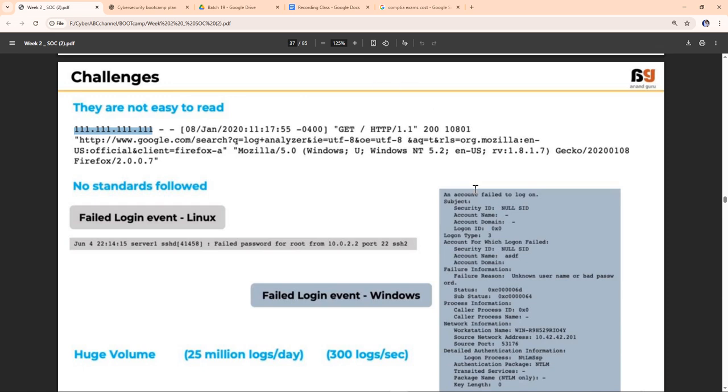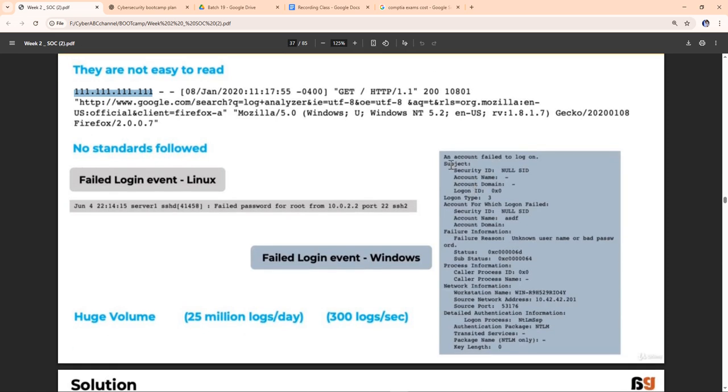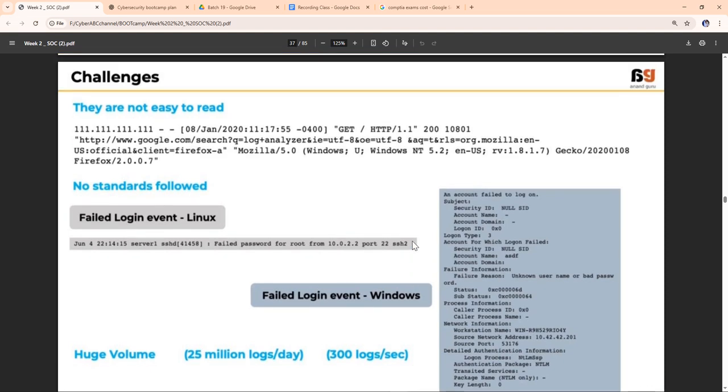And funny enough, different organizations have different ways of detailing logs. This one here is from Windows. I think this one should be from Linux. So there was no standard. Logs were coming here and there, and people would get confused.